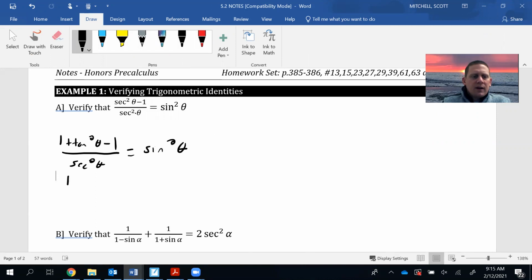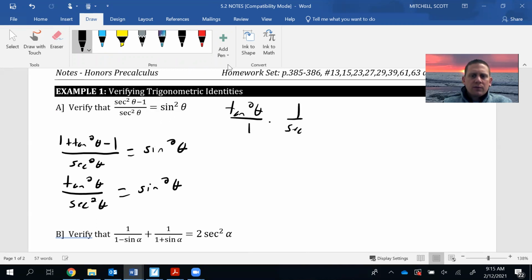So when you simplify on the top, you just get tangent squared, because the positive 1 and the negative 1 cancel. So I need to get it into sine, and right now we're in tangent and secant. So I really want to get rid of that. So what I want to do is split it up into tangent over 1 times 1 over secant, both being squared, of course. And that still equals the sine squared.